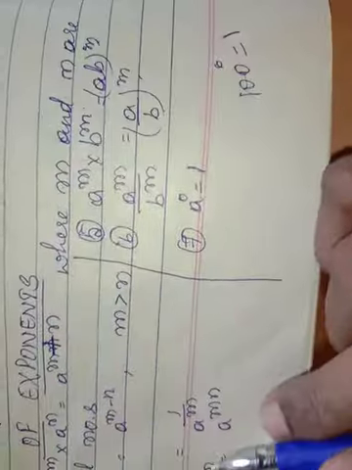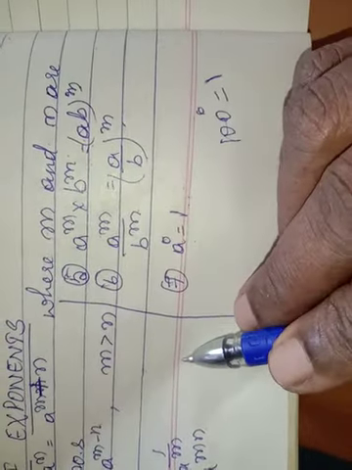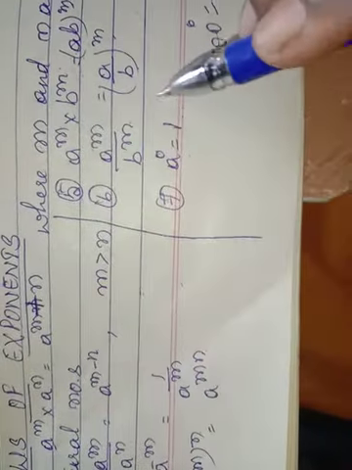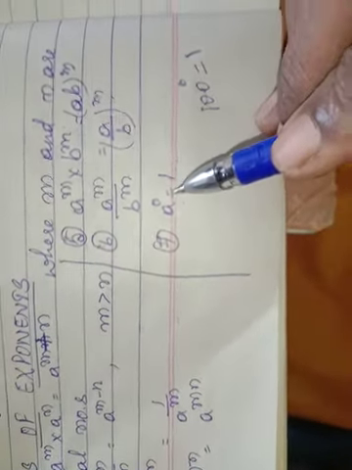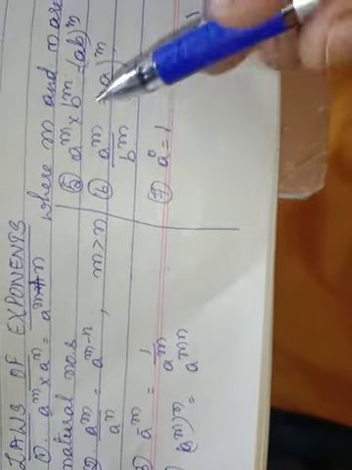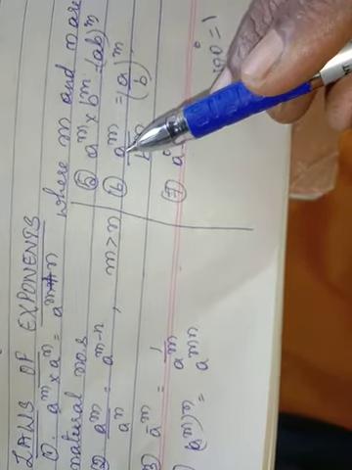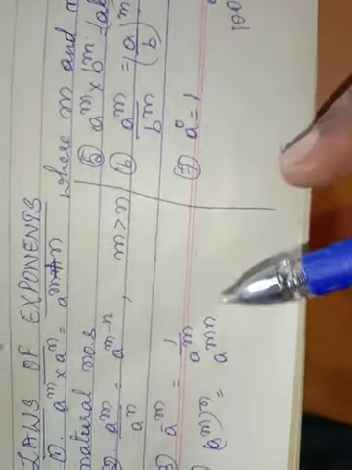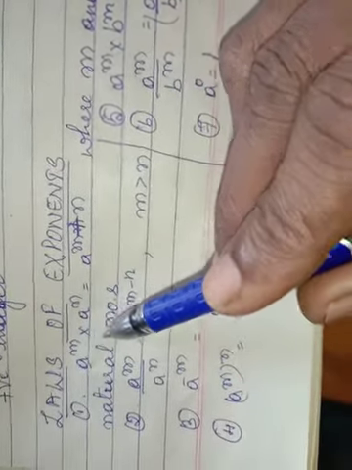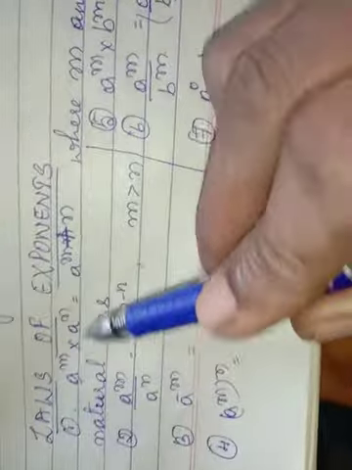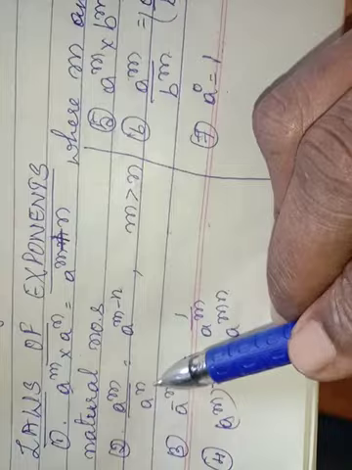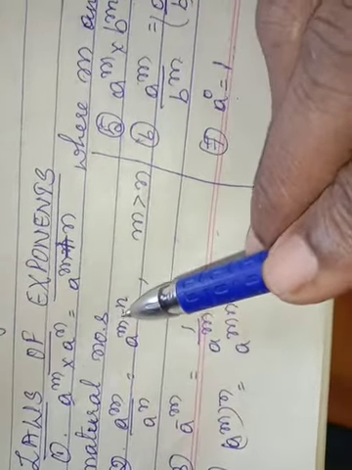These laws are very, very important, and you have to apply them in the problems. If you don't know these laws, then you will not be able to understand this lesson. So please, all of you, learn these laws of exponents properly, by heart. First understand: when there is multiplication and the bases are equal, you have to add the powers. When there is division and the bases are equal, you have to subtract the powers.